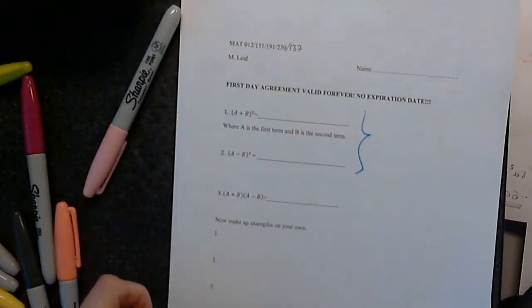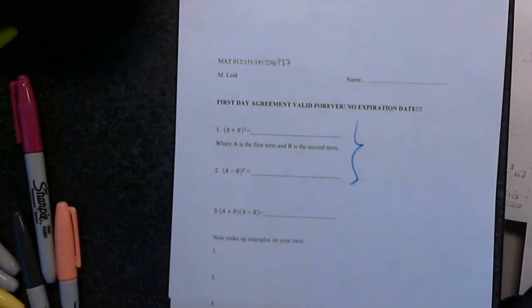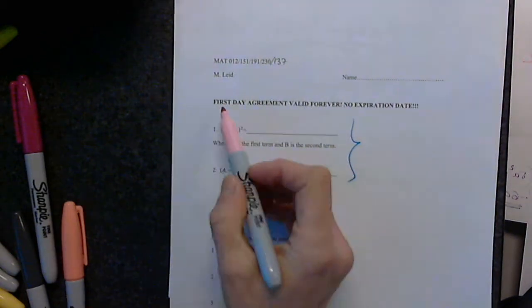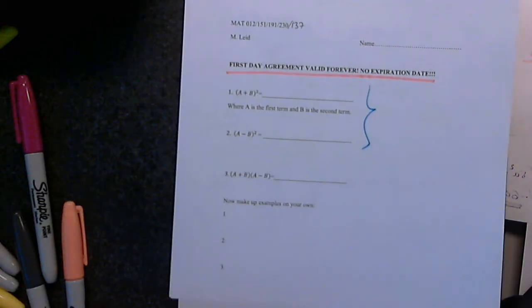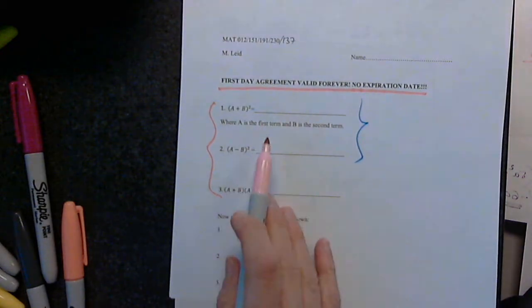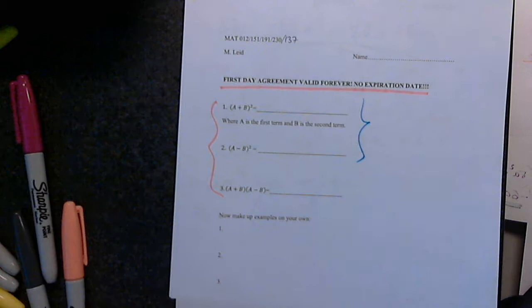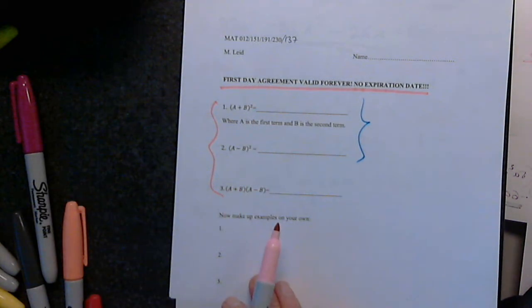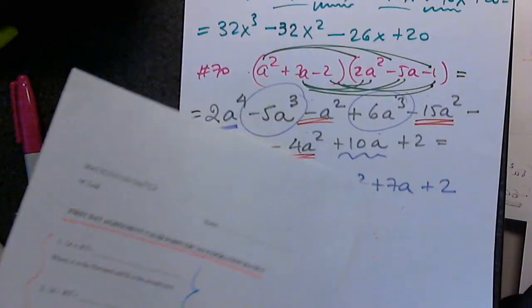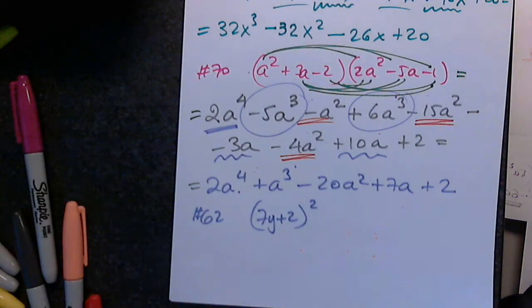This is an agreement that I signed with all my students, other than your class, because you don't know this yet. I say this is a first day agreement, valid forever, no expiration date. And this is exactly what Corey just asked a minute ago. Once we know this, I don't want to talk about them ever again. I'm kidding. Of course I will answer questions if you have any. But once we understand these and get them embedded in our system, you are going to make a leap forward, not a step forward. So I'm going to give you a copy of this.